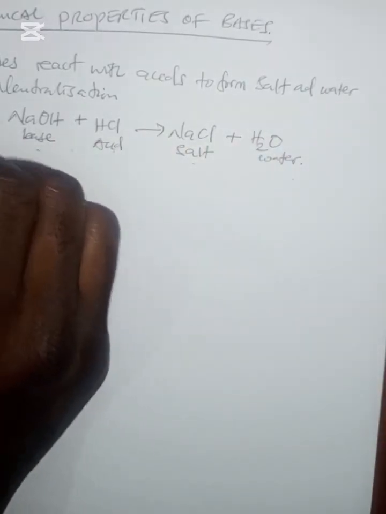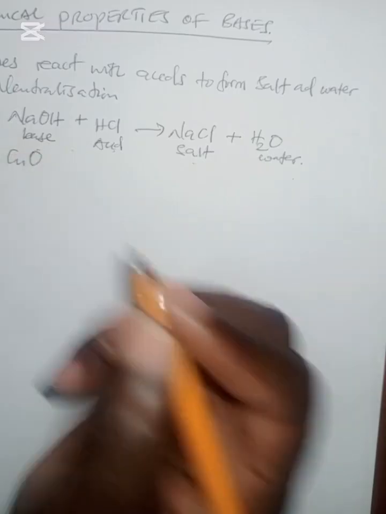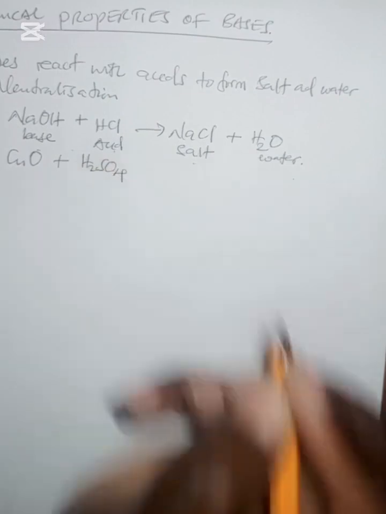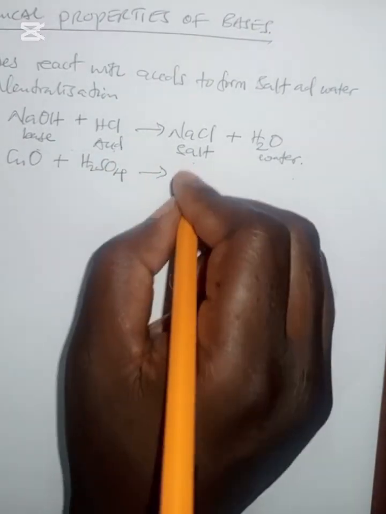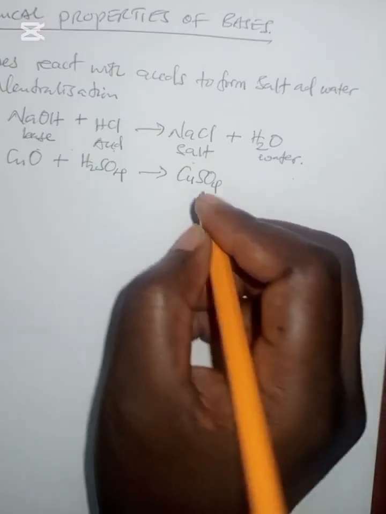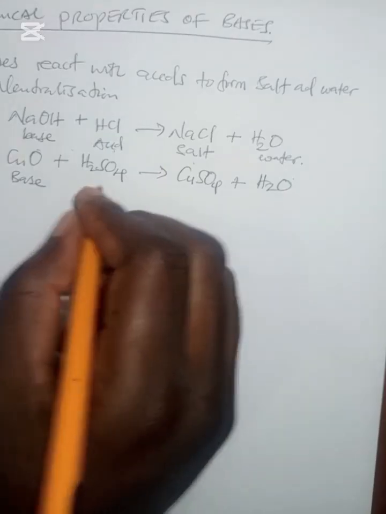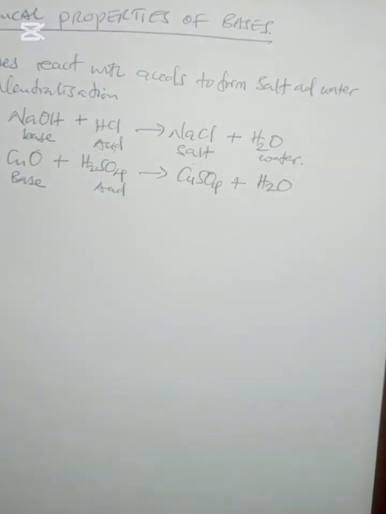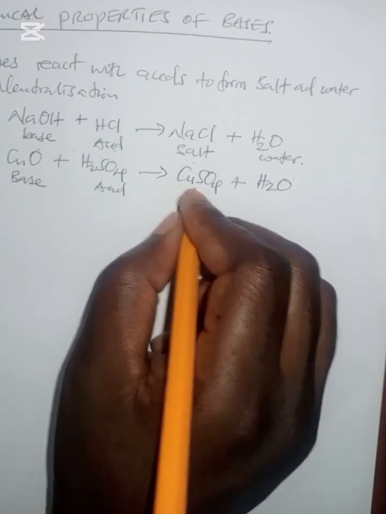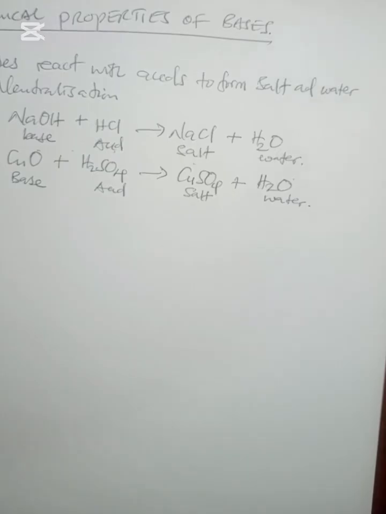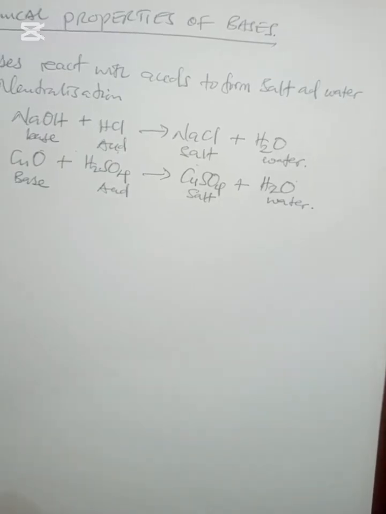We can also have, let's say, an insoluble base, which in this case is copper oxide, reacting with an acid. Let's use sulfuric acid. This is going to give us copper sulfate plus water. So this is our base, this is our acid, this is our salt, and this is our water. So this is still a neutralization reaction. A neutralization reaction always gives you two products, which are salt and water.